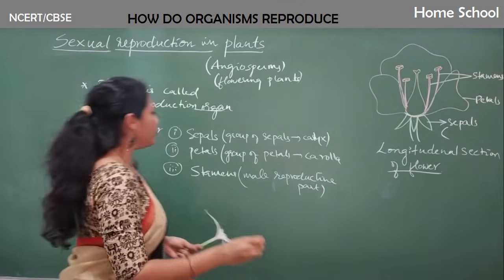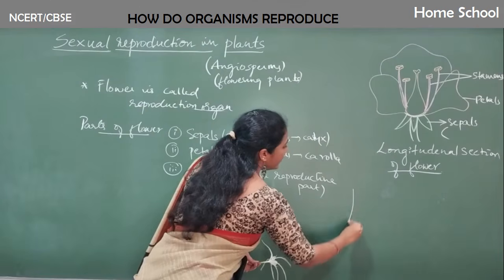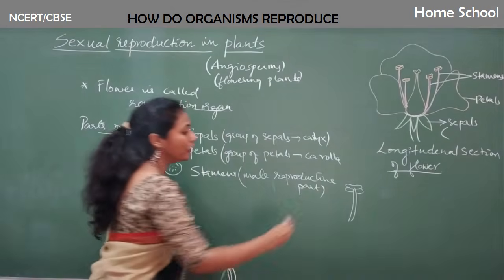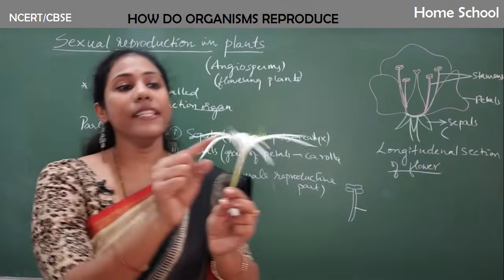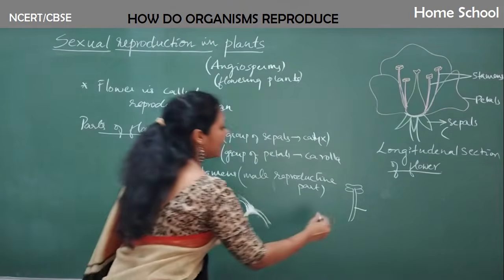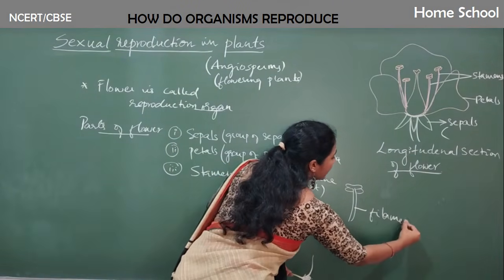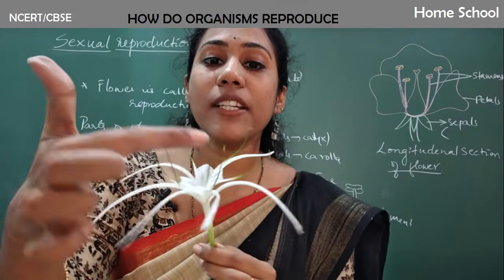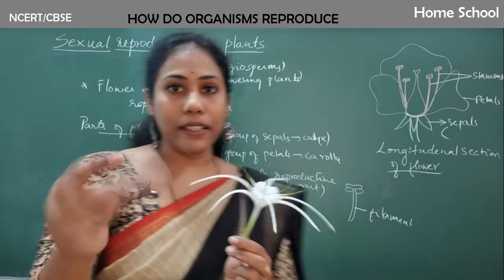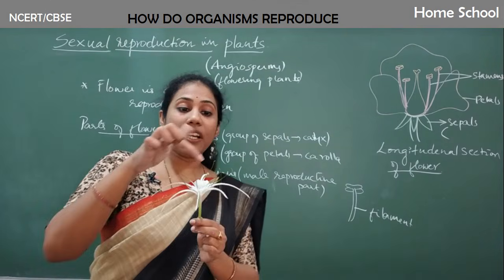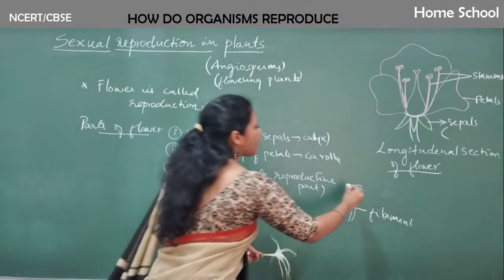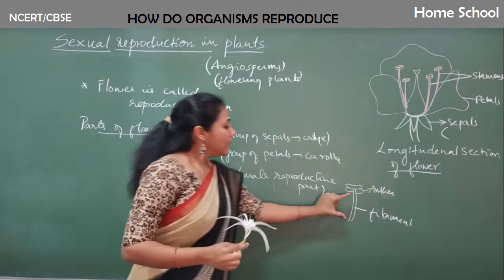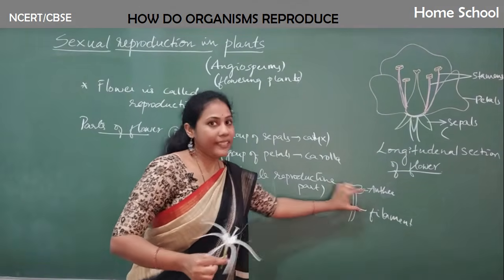If I have to draw one stamen separately, it looks like this. This longest part is called filament. And the yellow color part, usually the topmost knob-like structure, has a powdery substance on it. That is called anther.